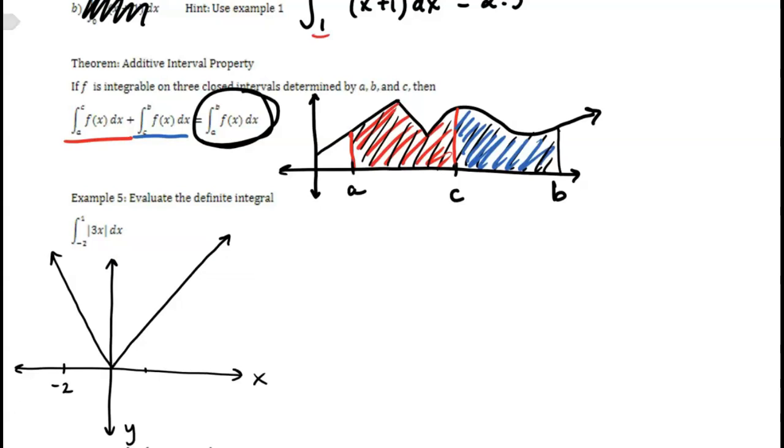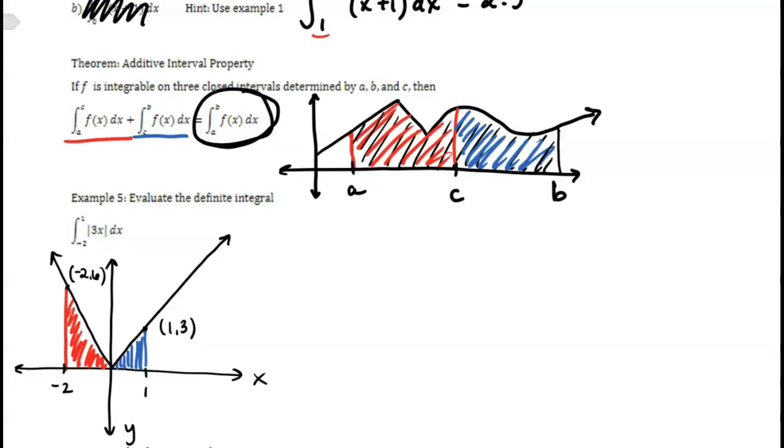There's -2, and there's 1. At -2, this is up at 6. And at 1, this is up at 3. So this definite integral here, we're talking about this region here and this region here. And I'm intentionally using different colors because this is technically, absolute value functions are piecewise functions.